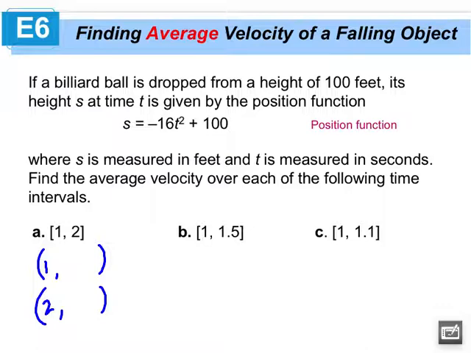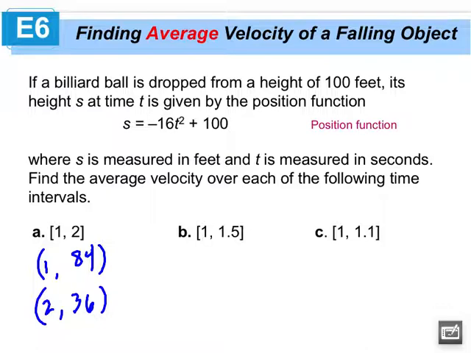So what I need to know is, where is it at 1 second? So I do some calculations, plug in 1 for t, and I get 84. Then at 2 seconds, I plug that in, and it's located at 36. Does that make sense? Yeah. Why? Because that's distance from the ground, and it's going down. Dropped from 100 feet. After a second, it's 84 feet. After 2 seconds, it's at 36 feet.